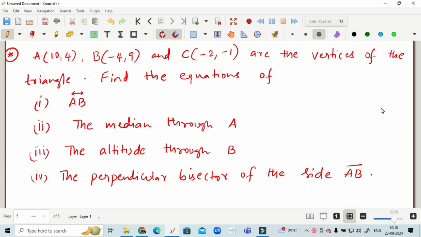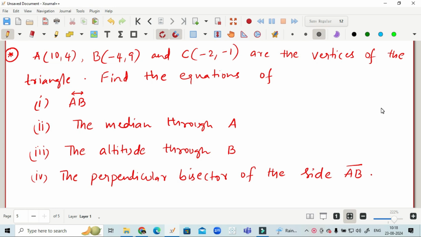Today in this video we are going to learn how to find the equation of a straight line when 2 points are given. Here the vertices of a triangle are given as A, B, C, and we are asked to find the equation of the line passing through A and B. That is the first part, and the second part is the median through A. Median implies the midpoint of B and C, and the equation of the line passing through A and the midpoint of B and C is known as a median.